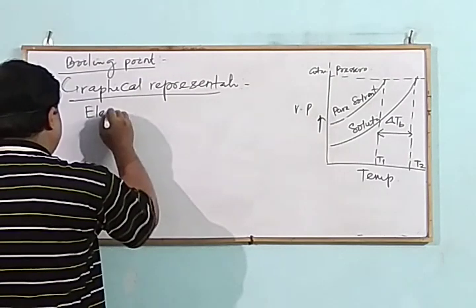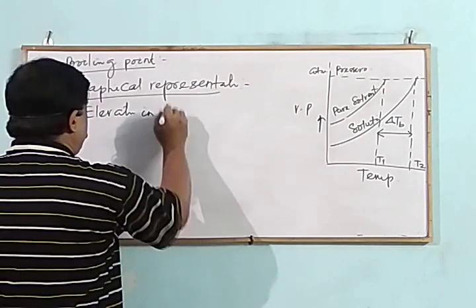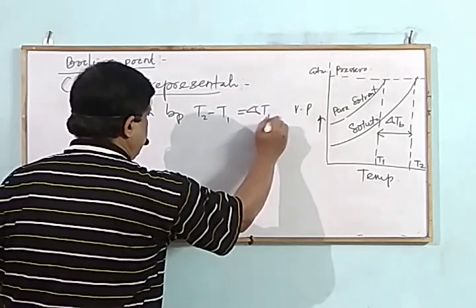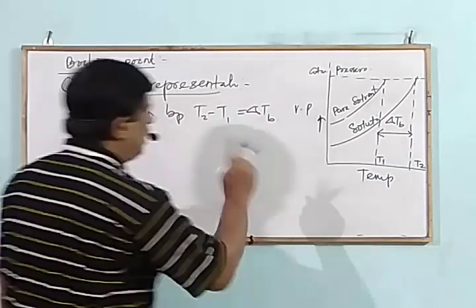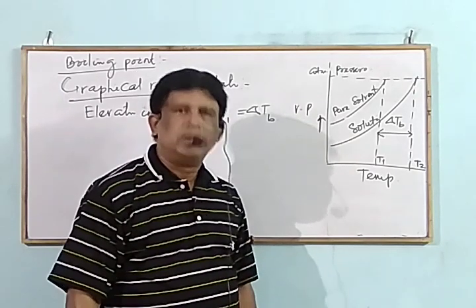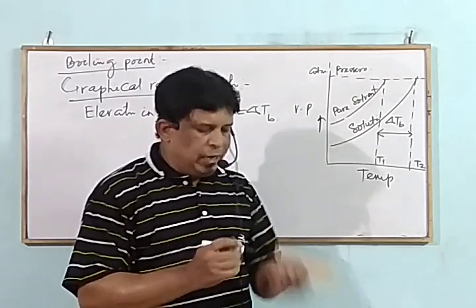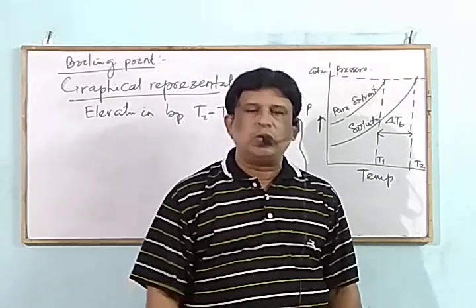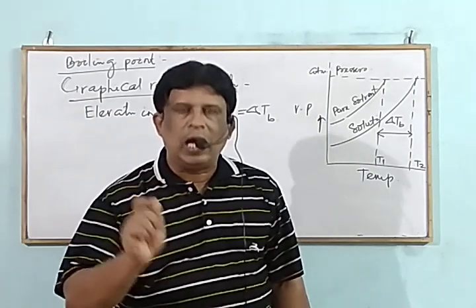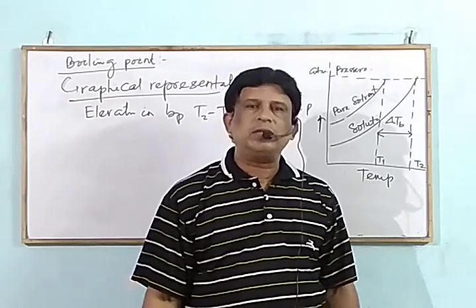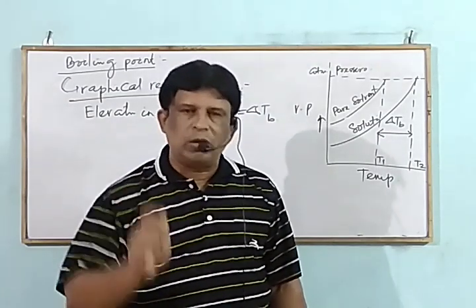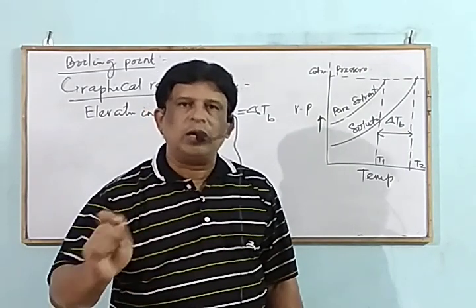That is, elevation in boiling point, T2 minus T1, is equal to del Tb. Del Tb is known as increase in boiling point, elevation in boiling point. It has been observed that this elevation in boiling point of a dilute solution containing non-volatile solute is directly proportional to its molality. What is molality? That is the number of moles of non-volatile solute dissolved per 1 kg of the solvent.